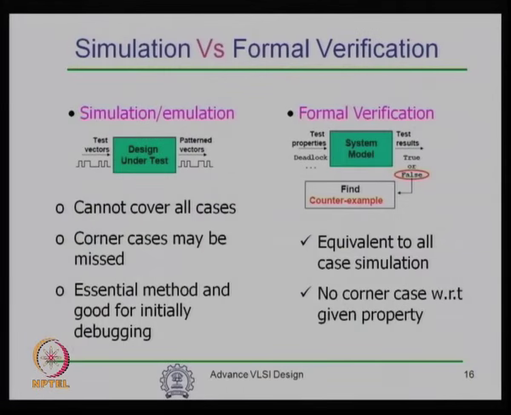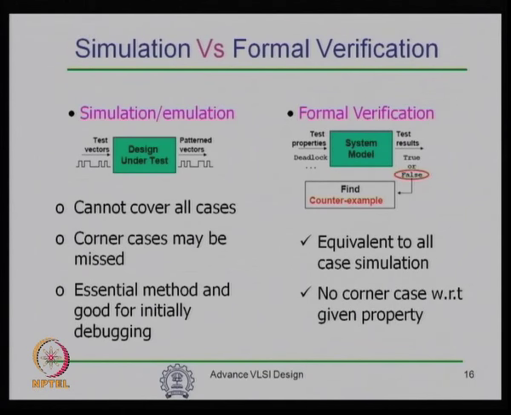How do formal techniques behave? What's the difference between formal techniques and simulation based verification? In simulation based verification, you have to apply some test stimuli or vectors, you see the response, and if it is correct, then you say the design is correct, otherwise not. So you heavily rely on the corner cases, but this is very good for the initial design debug. Whereas in formal methods, you need to supply the specification in terms of some mathematical formula or logical formula.